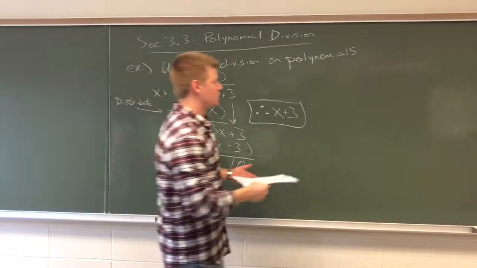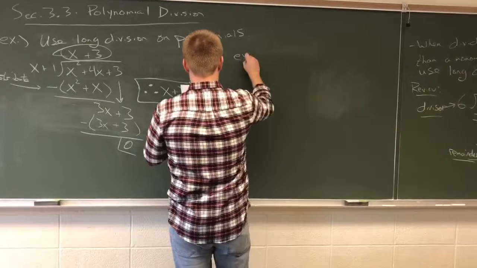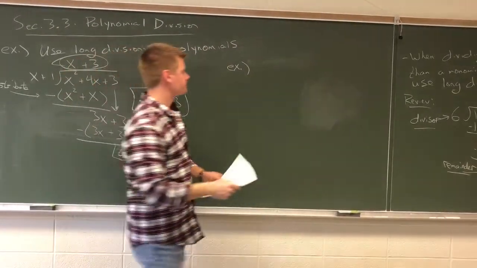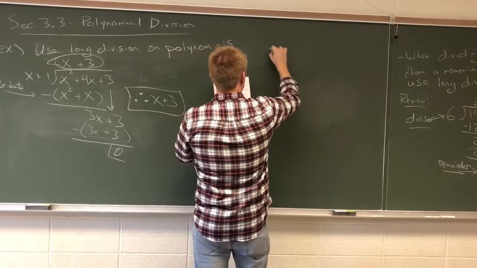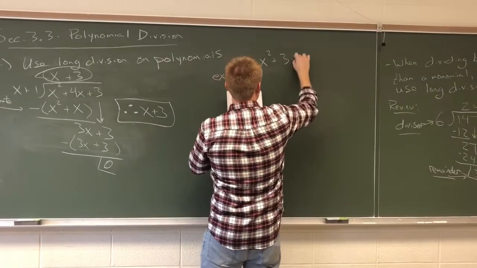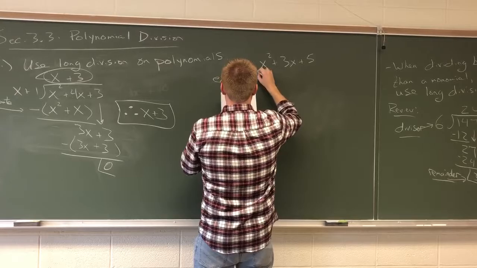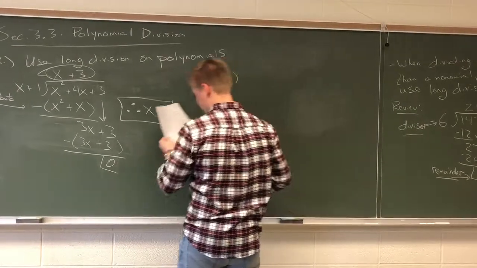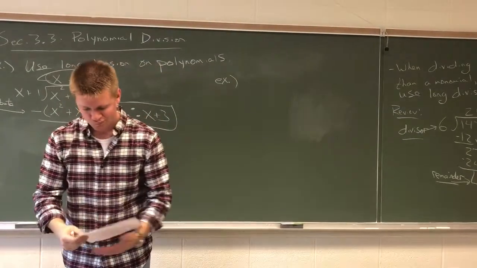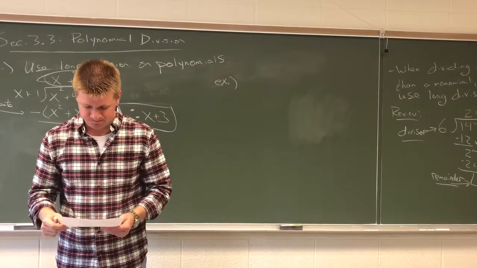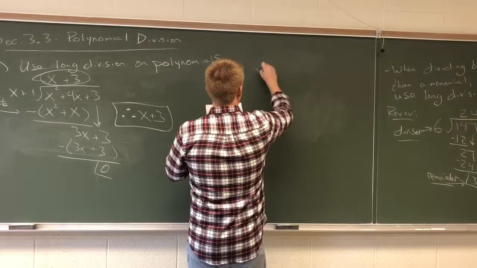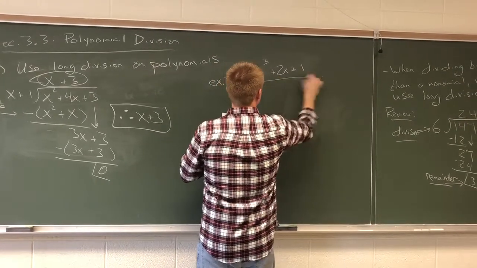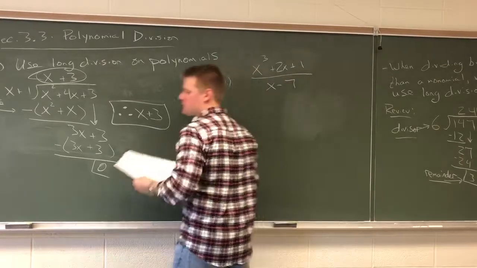Okay. Next one, we'll do one last one here with long division, and then we move into what the shortcut is. Okay. Second one here, x squared plus 3x plus 5. I'm sorry, we're going to do a different one. X cubed plus 2x plus 1 divided by x minus 7.